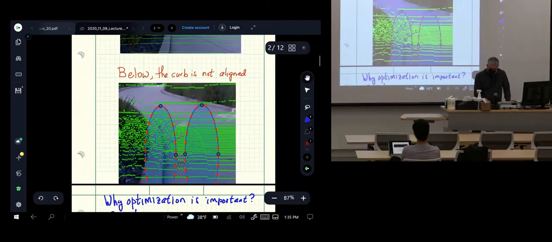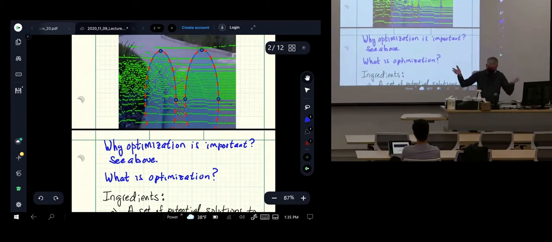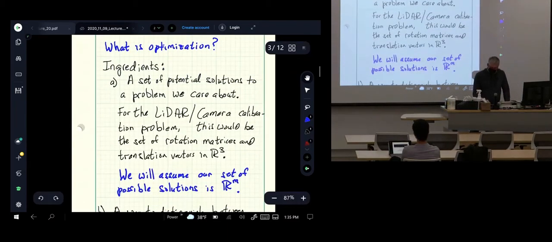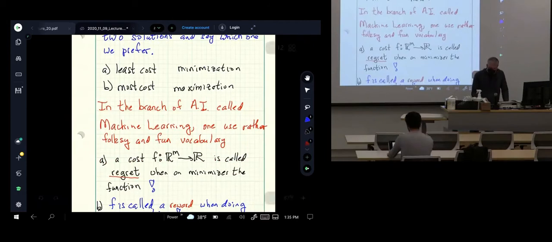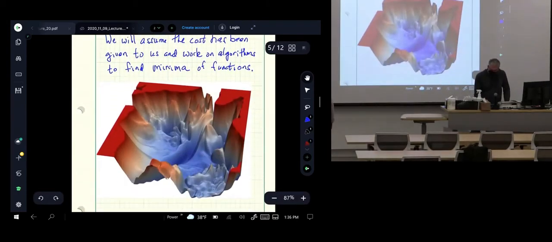So there's a lot of ways that optimization can be used. You ready to come up, Mani? I mean, I'll give it to you any time.